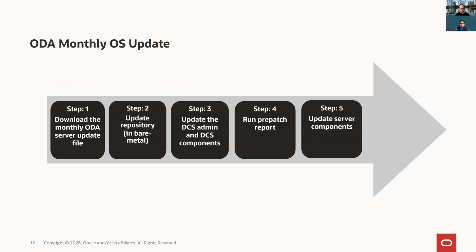Okay, so these are the steps, and you'll see them in the step-by-step demo. You download the update file, then you update the repository in the bare metal. Of course, you just copy the file over. Then you update the DCS admin and DCS components, and then you run a pre-patch report, to make sure the system's ready to run the update. Then you just update the server, and you'll see that in our step-by-step demo.